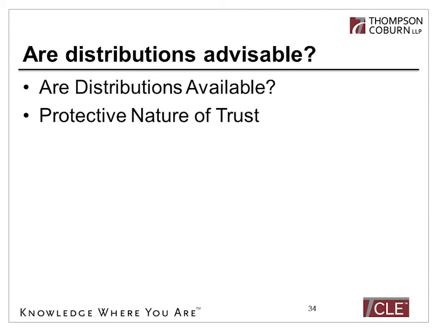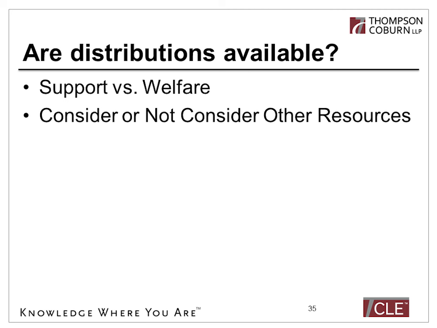And also the trustee has to consider the protective nature of the trust itself. Does it make sense, even putting the tax issues aside, to make these distributions out to the beneficiary? Are distributions really available to be made from the trust? We look at the standards by which the trustee can make trust distributions. Is it an ascertainable standard, which we lump into the term support, or are they broader standards? Are they welfare distributions?